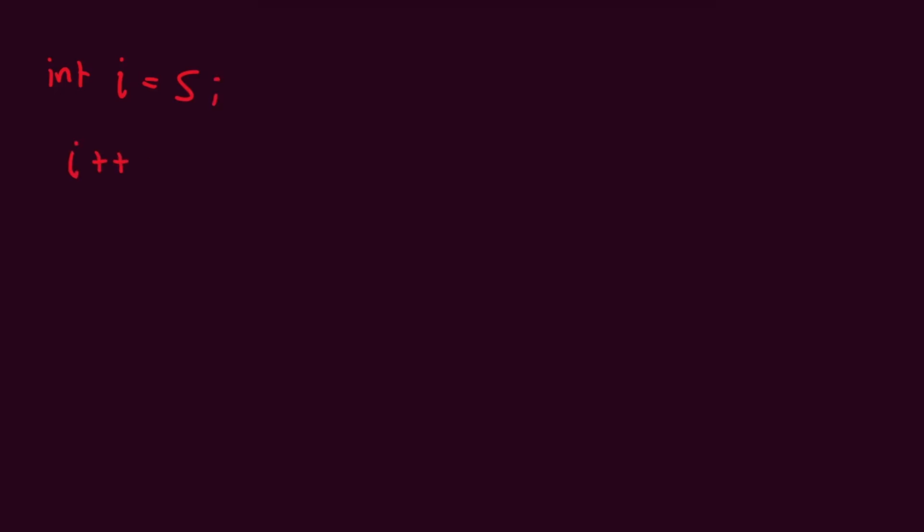Oh yeah, don't forget the semicolons. Okay, i++. This will cause it to turn to 6. So if you were to print out 5 here, then if you were to print out i, you would see this will be equal to 6. So this is called a post-increment. There's also another thing called a pre-increment, and it looks like this: ++i. This will also give you 6.